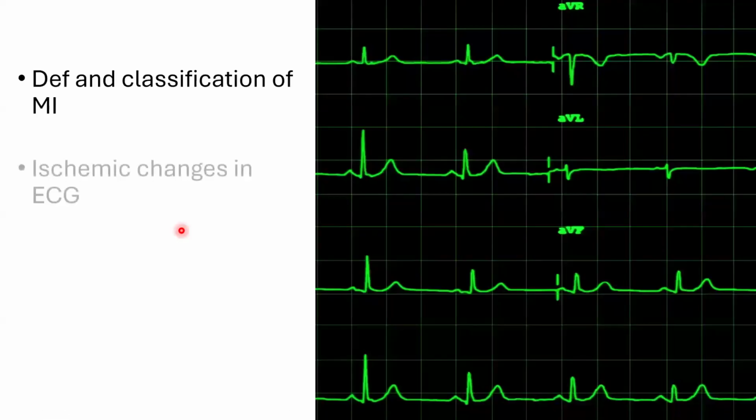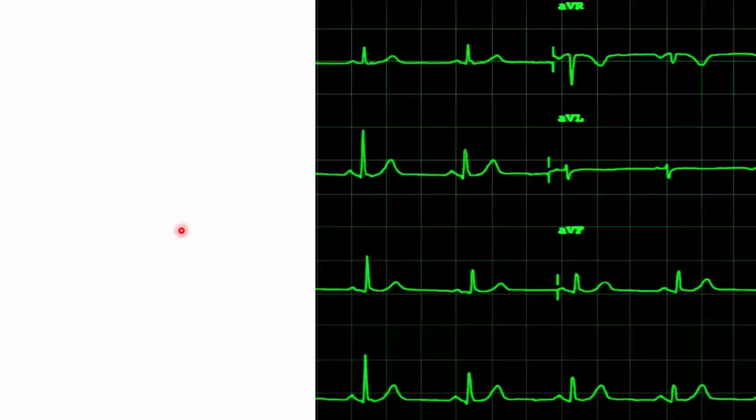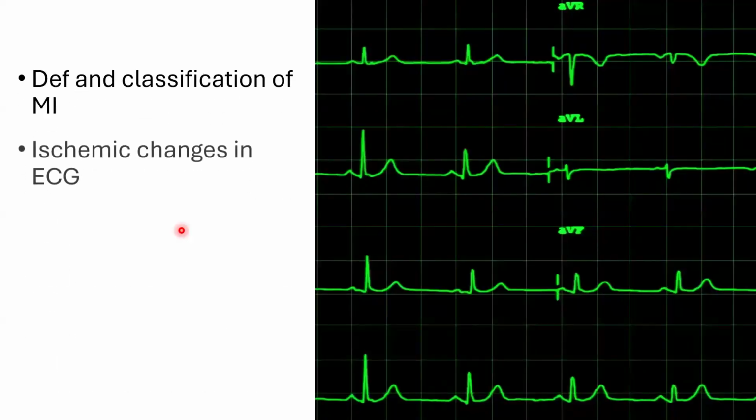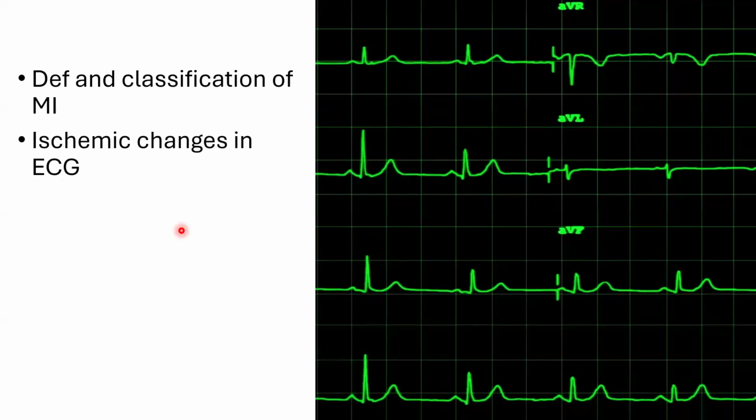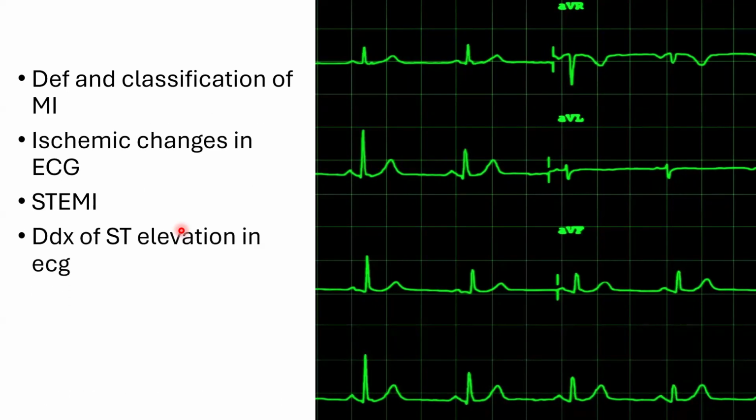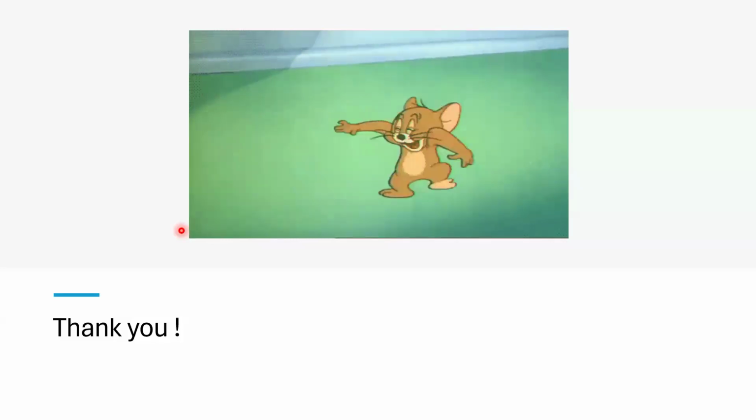To recap, we've discussed the definition and classification of myocardial infarction. We have discussed the ischemic changes that happen in the EKG when a person develops myocardial ischemia or infarction. We've discussed the ST elevation myocardial infarction, some differential diagnoses of ST elevation in EKG, the non-ST elevation myocardial infarction, and the STEMI equivalent cases. That's it for today. I'll see you next time, and thank you.